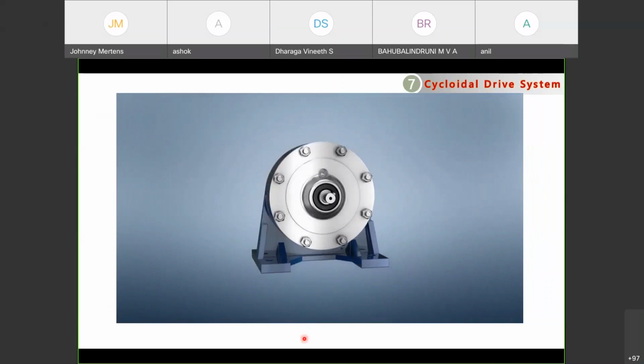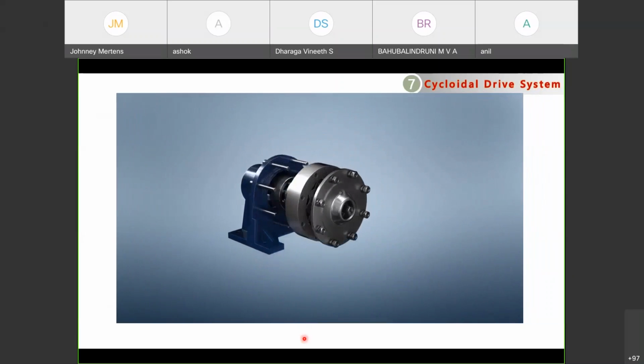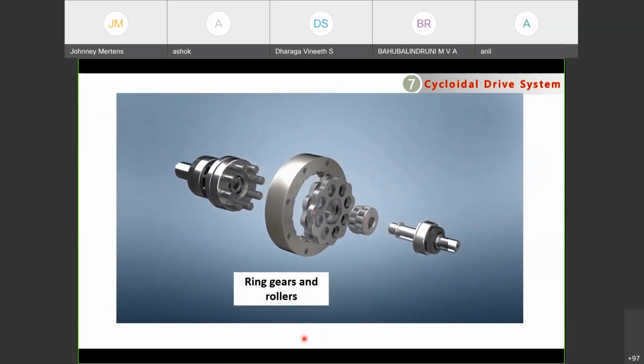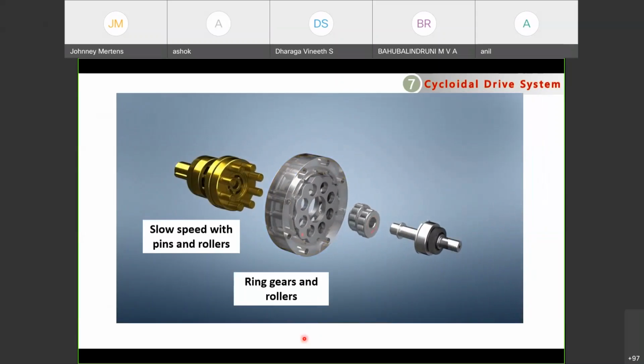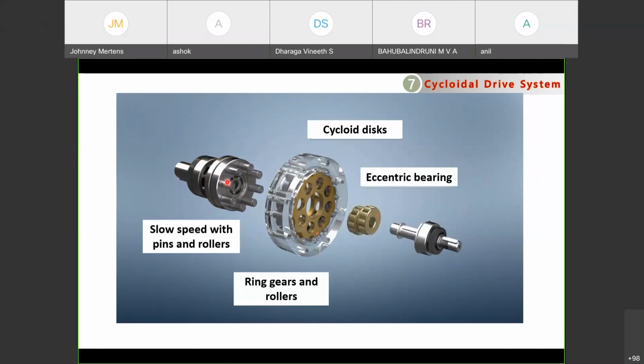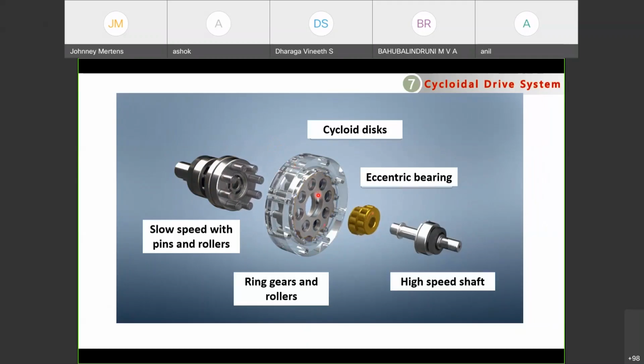In the previous system, you saw only one cycloidal gear, but in industrial robots, to make the balance, 2 cycloidal gears will be used. This one is the ring gear, then the slow speed output shaft, which has pins and rollers, and the cycloidal disc, then the eccentric gear, which is connected to the cycloidal disc, and finally the high speed shaft, which is connected to the input. This high speed shaft will be connected to the servo motor, and this slow speed shaft will be connected to the output link.